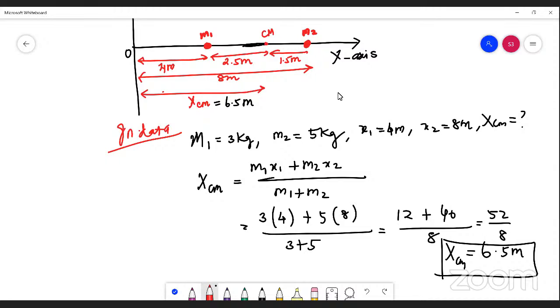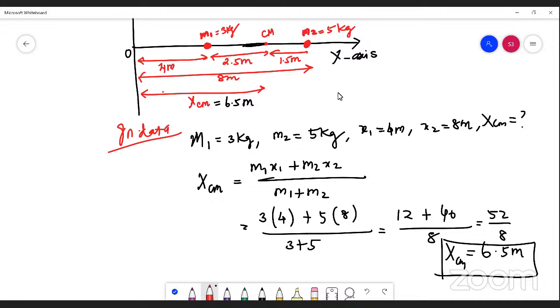mass. But we are asked to find out two cases, right? One is the position of center of mass from the origin. And the second one, when the origin coincides with the mass M1, then what will be the position of center of mass from the 3 kilogram mass? So this you have to check out. This is 3 kilogram and this one is 5 kilogram.